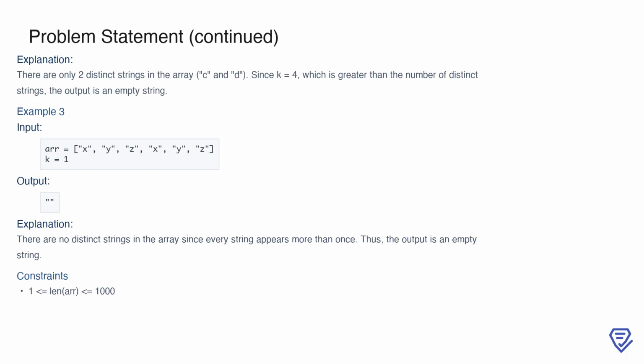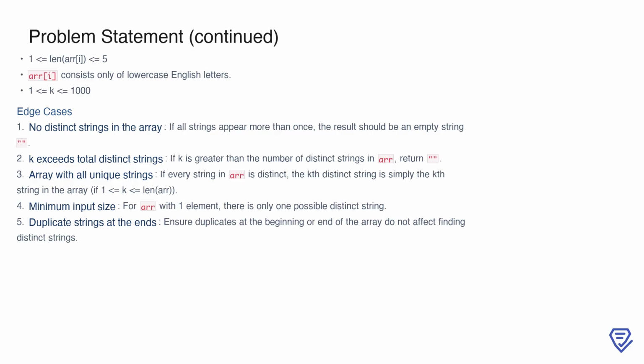In a third example, if the input is arr equals x, y, z, and k equals 1, the output is again an empty string. This is because there are no distinct strings in the array, all the strings appear more than once. Therefore, the result must be empty. The problem also includes several constraints and edge cases to consider.